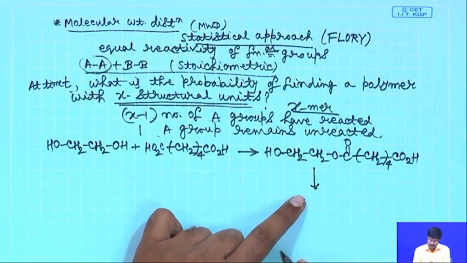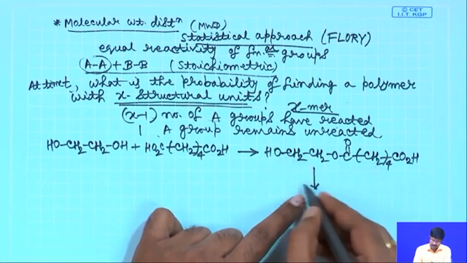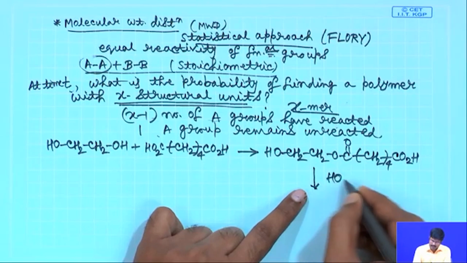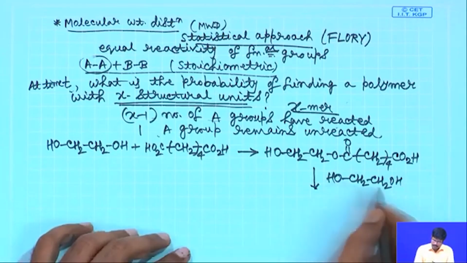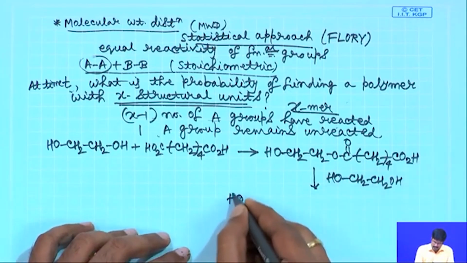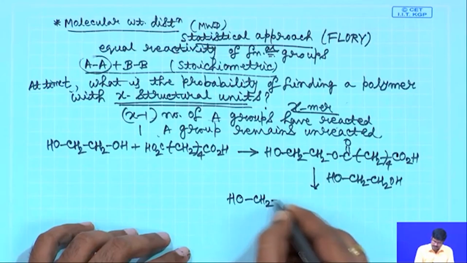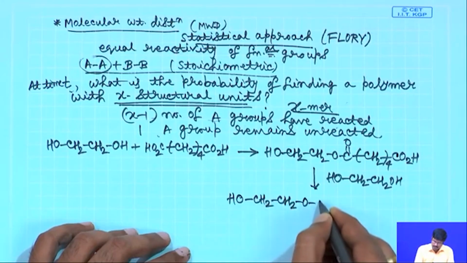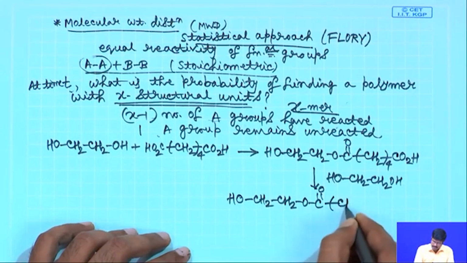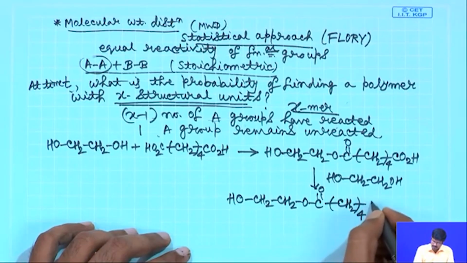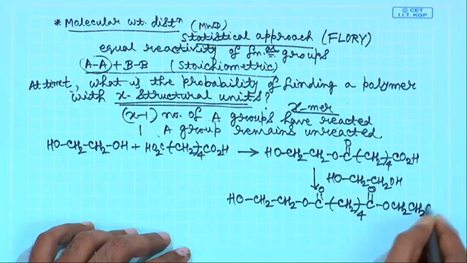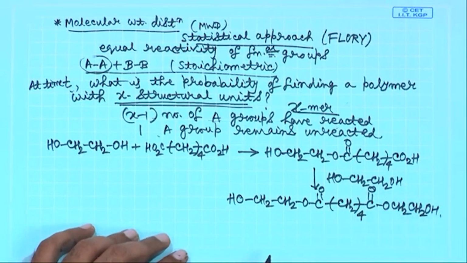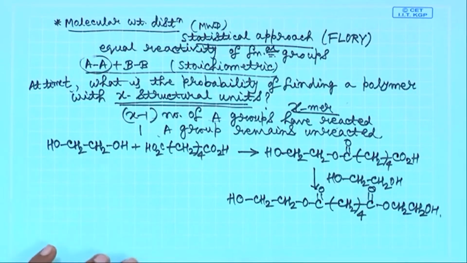Now, let us say this particular molecule, so this is a dimer, reacts with another molecule of ethylene glycol. So, it will react here. So, what will be the product? OH CH2 CH2O CO CH2 whole 4 COO CH2 OH. So, you have created a trimer.